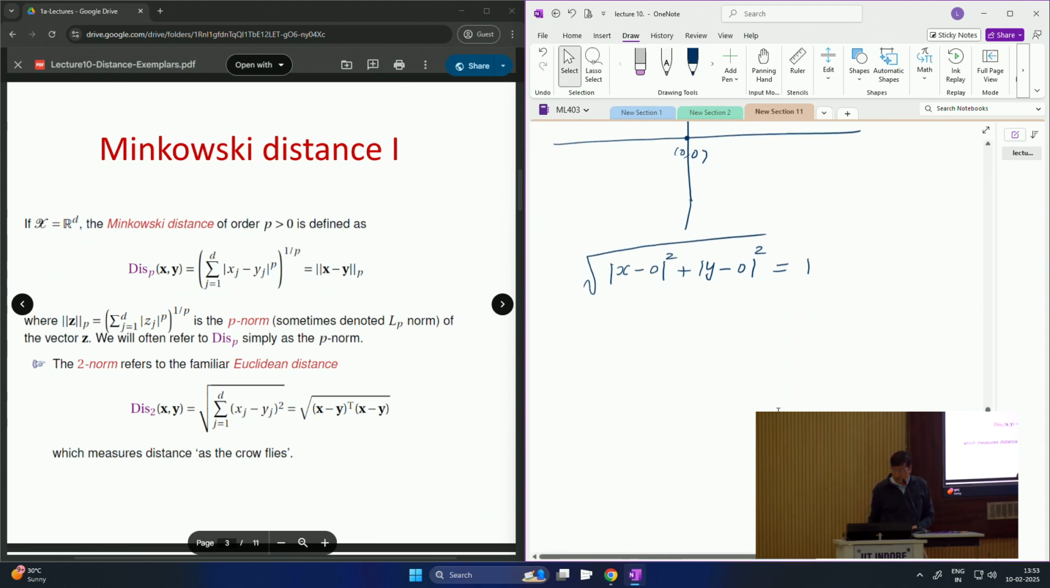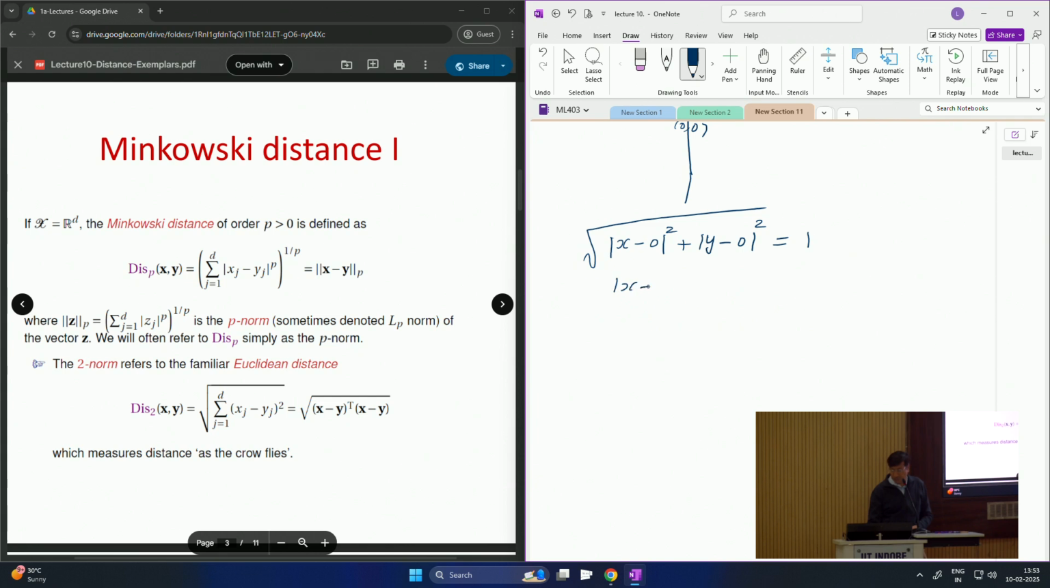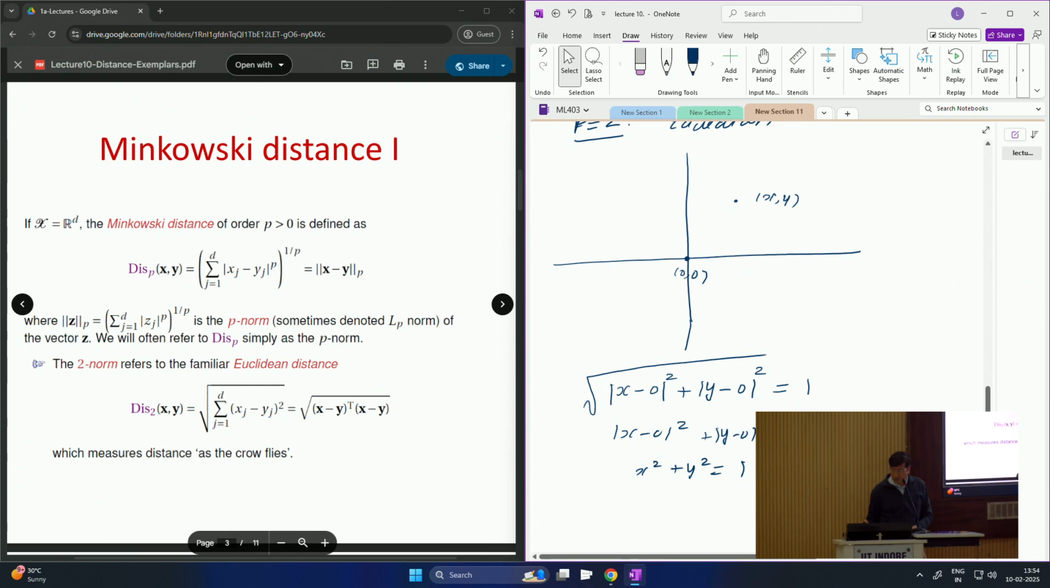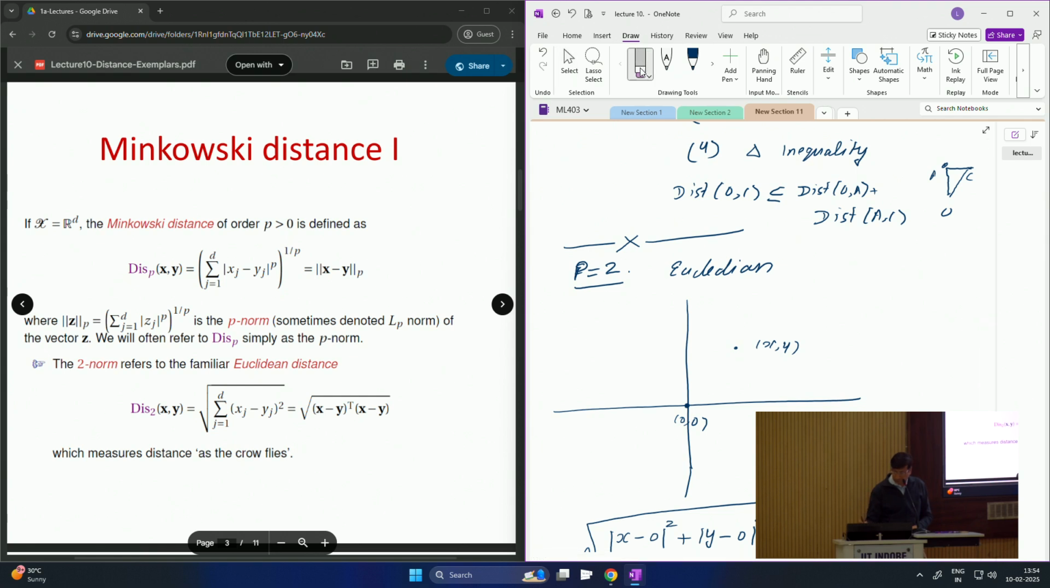So this is an equation of a circle, correct? (x minus origin) square plus (y minus origin) square is equal to 1 square, or x square plus y square is equal to 1. So if I have to draw a point which is of unit radius, this will be one circle, which will define any point which is 1 unit distance away from the origin.